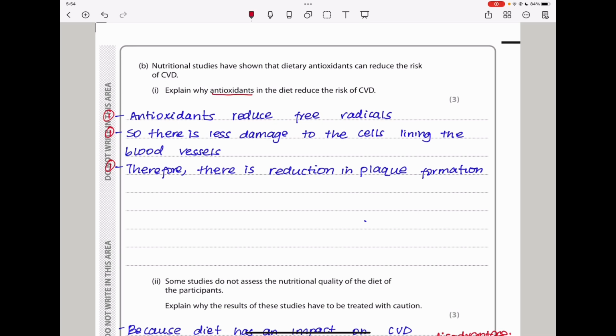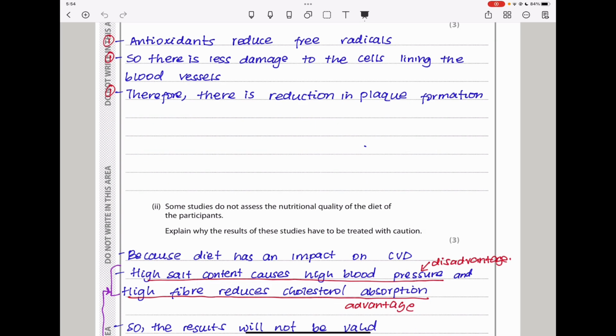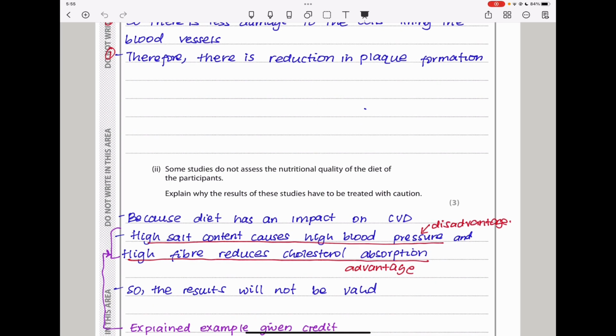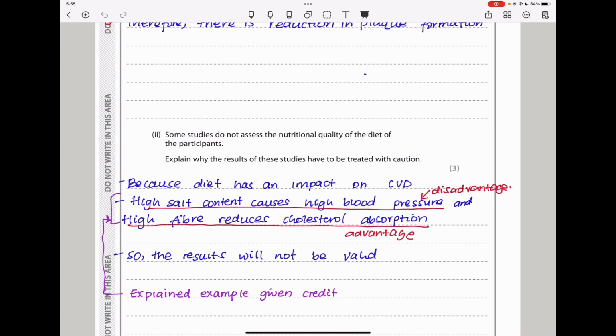Antioxidants reduce the presence of free radicals. So if these free radicals are reduced, there will be less damage to the endothelial lining of the blood vessels, and therefore there will be a reduction in plaque formation. Remember, these free radicals cause damage to the inner layer of the blood vessels. So if they are removed, it means there will be less damage, less atheroma, which could lead to plaque formation. So there will be less plaque formation due to the reduction in the damage that could occur onto the blood vessels.